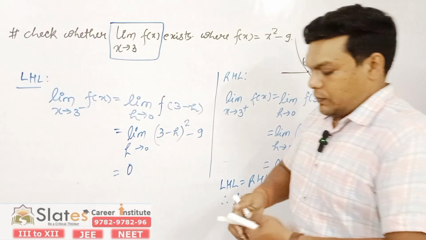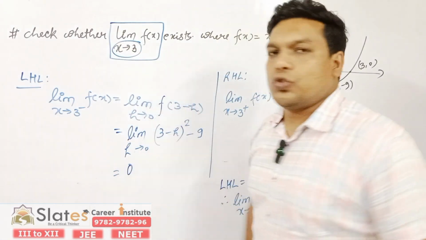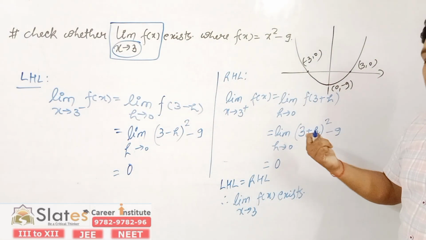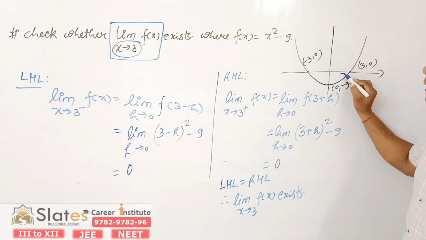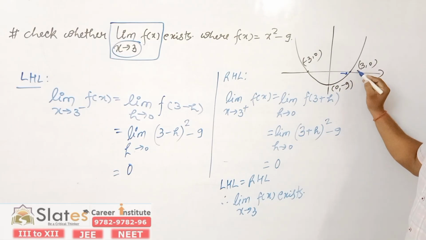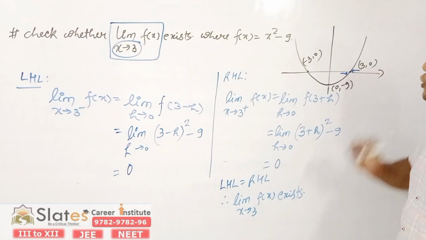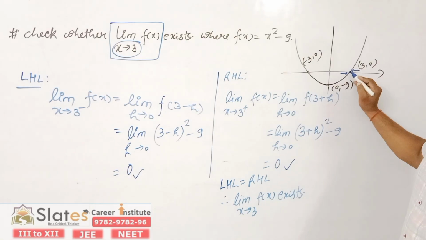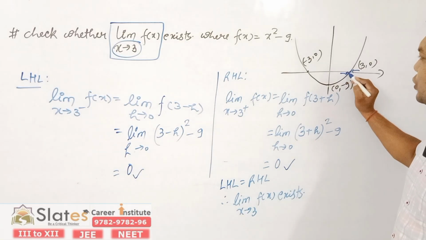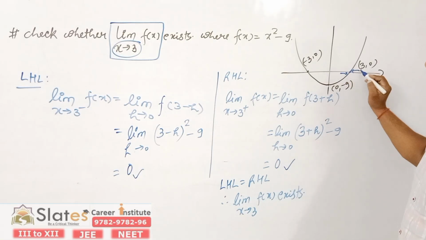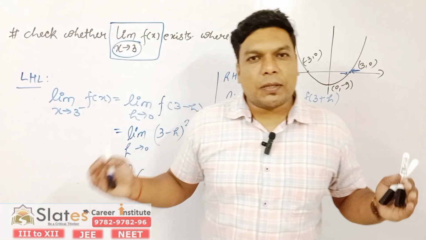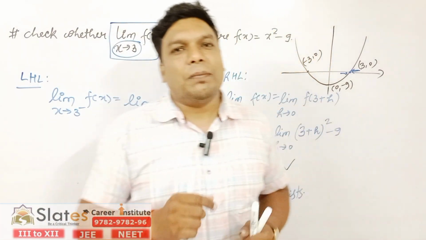What we have calculated is limit x tends to 3. So we'll check the value of the function just before 3 and just after 3. Let's see in the graph. Just before 3, the function is approaching 0, and just after 3, the function is approaching 0. As we have found, LHL is 0, RHL is 0, and look at the graph, when x is approaching 3 from the left, the function is approaching 0, and when x is approaching 3 from the right, the function is approaching 0. So from both sides, left hand side and right hand side, the function is approaching the same value. That's why we are saying the limit exists.